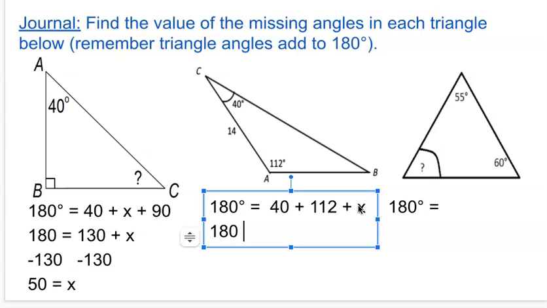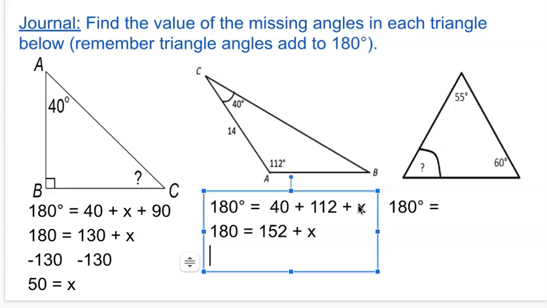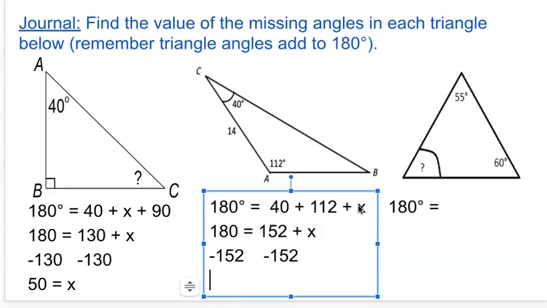So 180 equals 40 plus 112, which is 152, plus X. Subtract 152 from both sides, minus 152. You're left with 180 minus 152, which is 28, equals X.